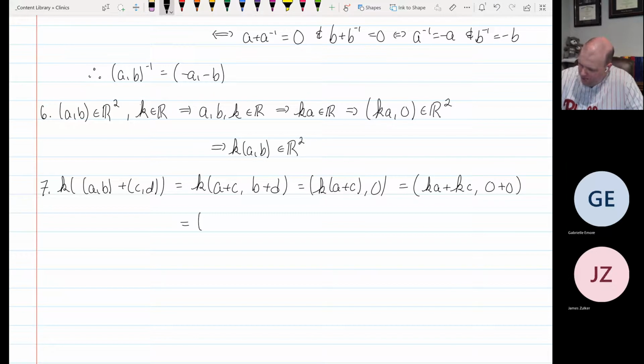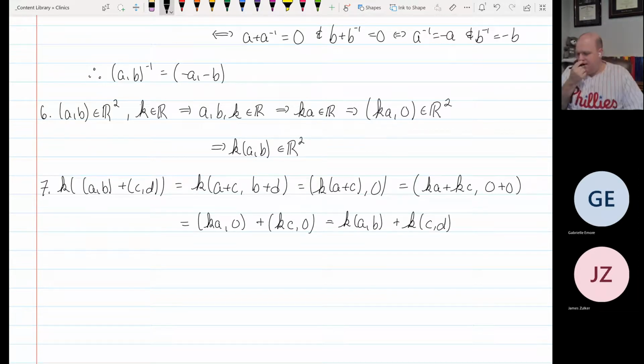Well, that would be this: KA, 0 plus KC, 0, which is the definition of K times AB, and then plus K times CD. Seventh axiom is satisfied.